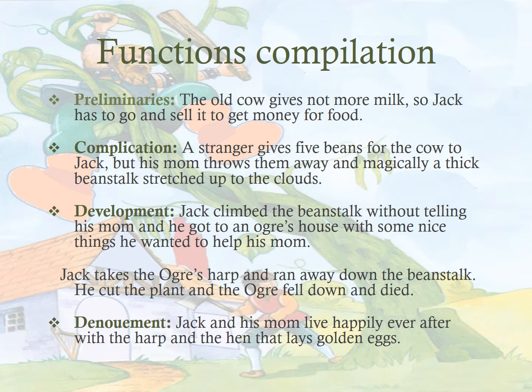A development, Jack climbed the beanstalk without telling his mom and he got to an ogre's house with some nice things he wanted to help his mom. Jack takes the ogre's things and runs away down the beanstalk. He cut the plant and the ogre fell down and died. The denouement comes when Jack and his mom live happily ever after with the harp and the hen that lays golden eggs.